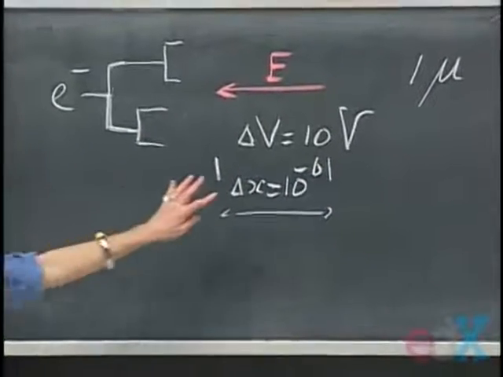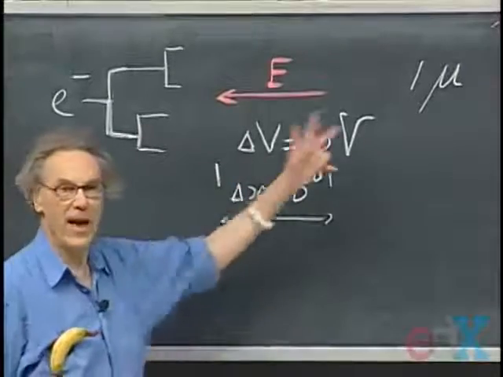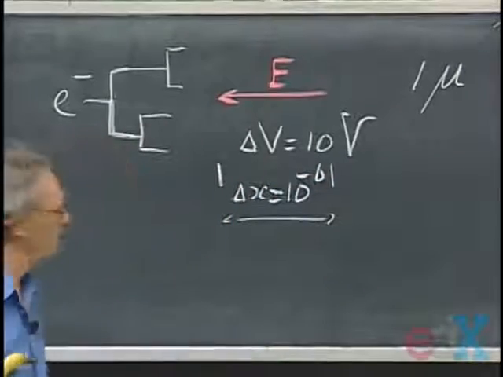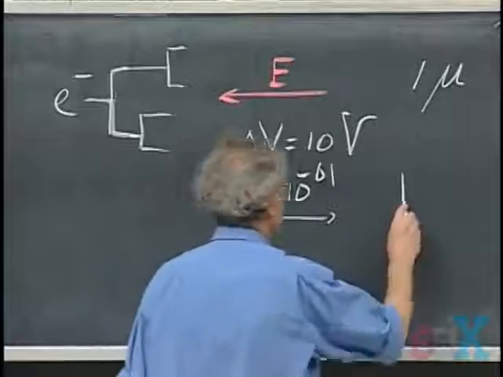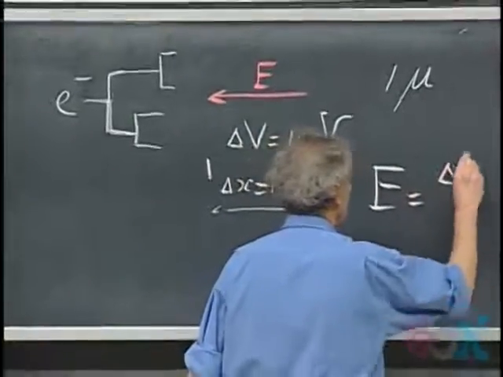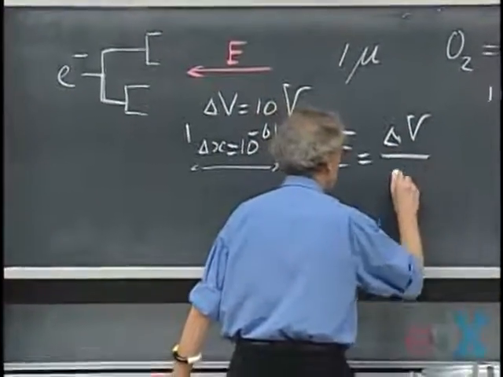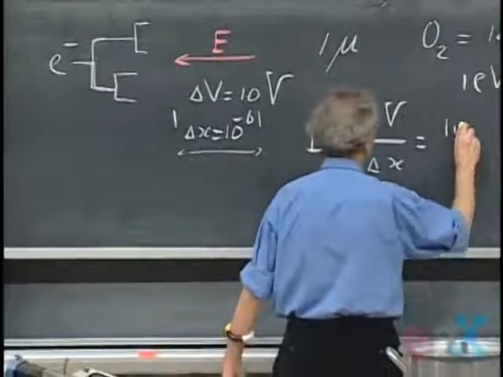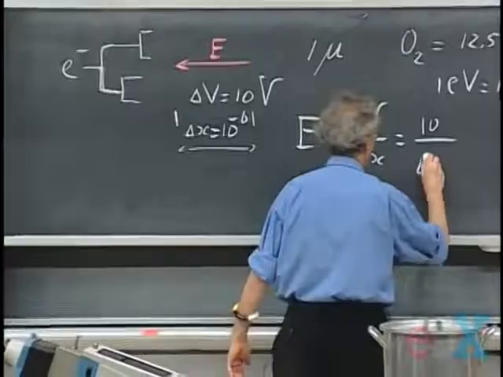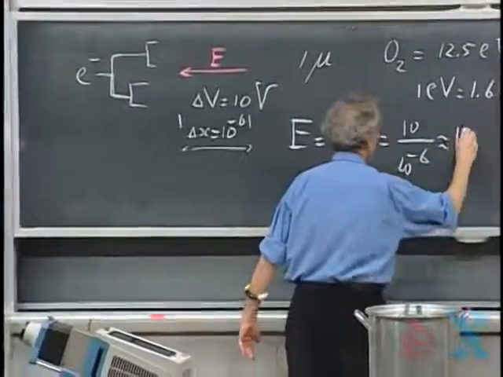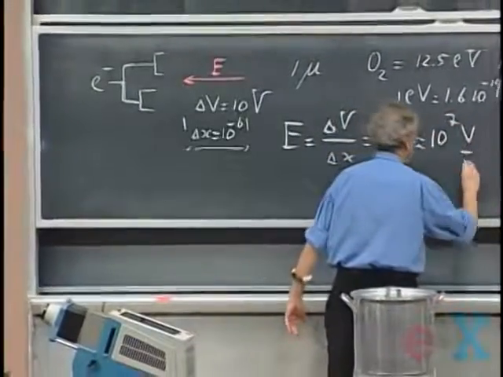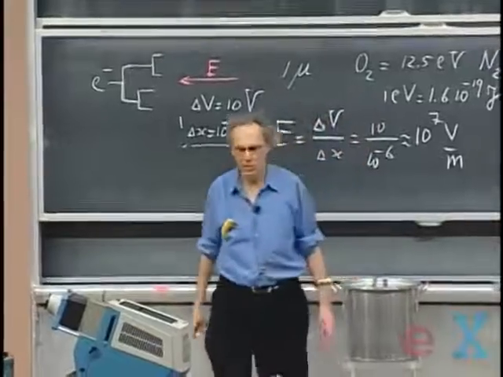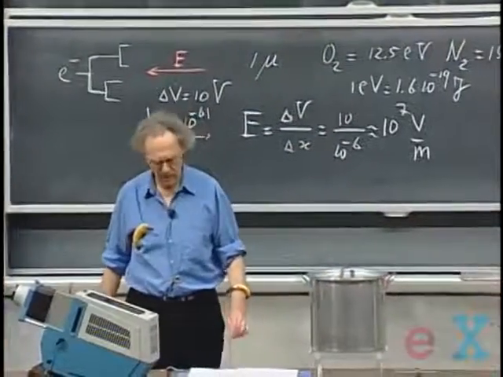And if that happens, you'll get enough kinetic energy in the electron to cause an ionization. So what electric field is required for that? That is delta V, the potential difference, divided by delta x. So that is 10 divided by 10 to the minus 6. So that's about 10 to the 7 volts per meter. That's a very strong electric field.